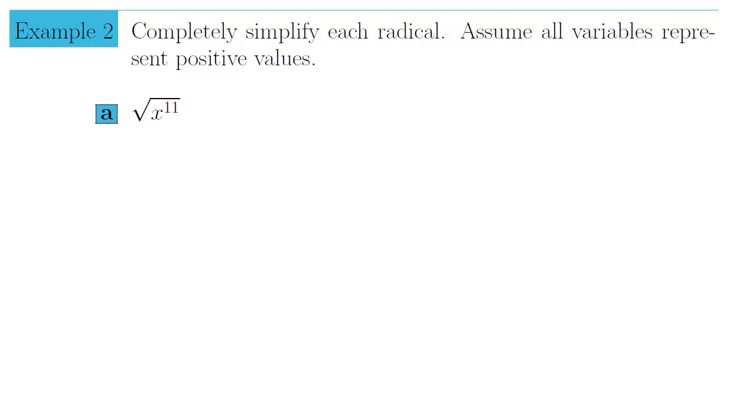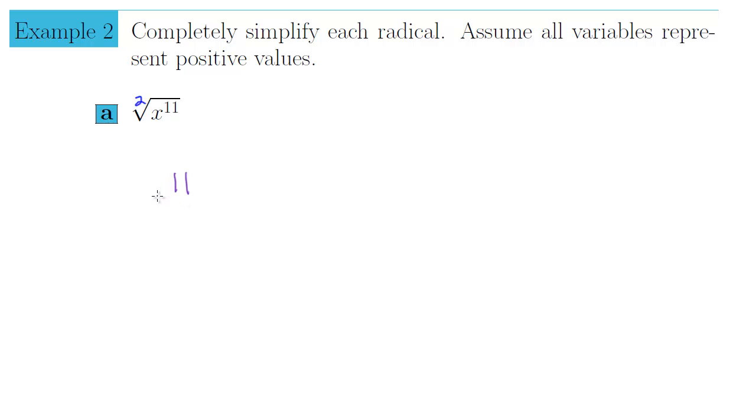Alright, so here's example 2. It says completely simplify each radical, assume all variables represent positive values. We have to simplify the square root of x to the 11th. Once again, I could write out 11 x factors and circle groups of 2 identical factors since I have a square root. But it's a little faster to simply say, all right, I have 11 x factors.